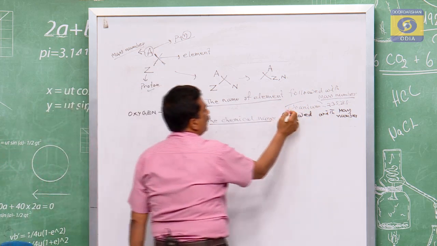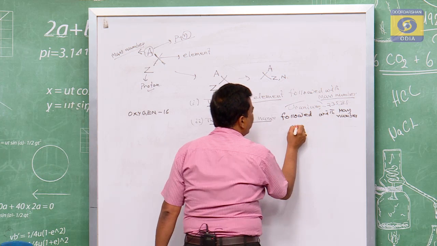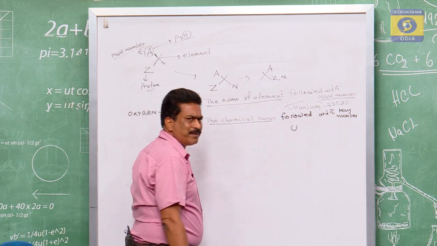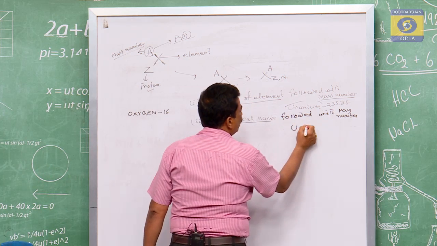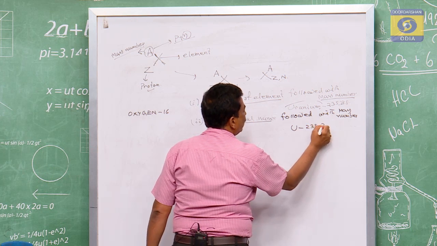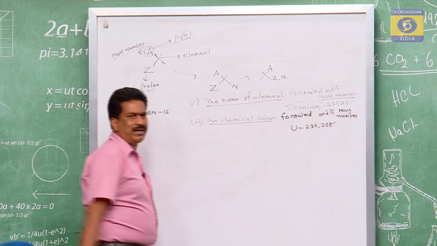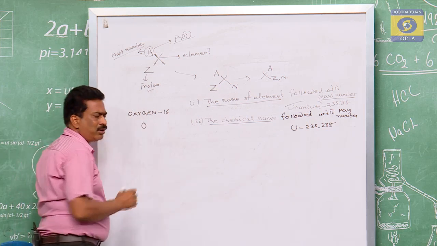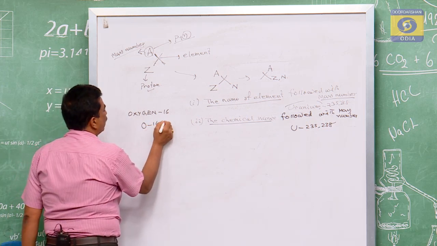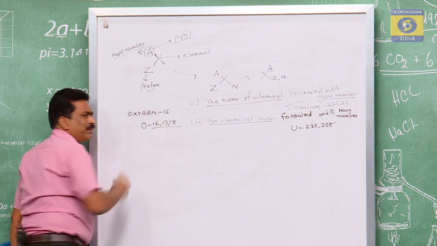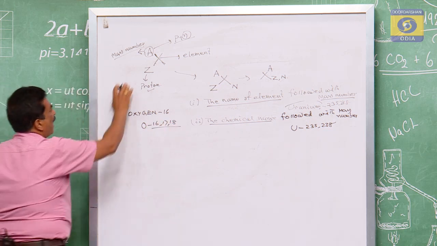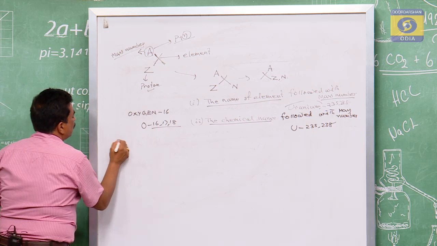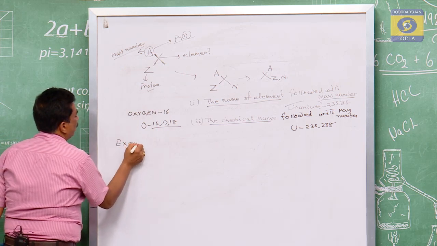So, for this one, if it is uranium, the chemical symbol is U with 235 or 238. Suppose for oxygen, you can say O with 16 or 17 or 18. So, after knowing this, let us go for the example.